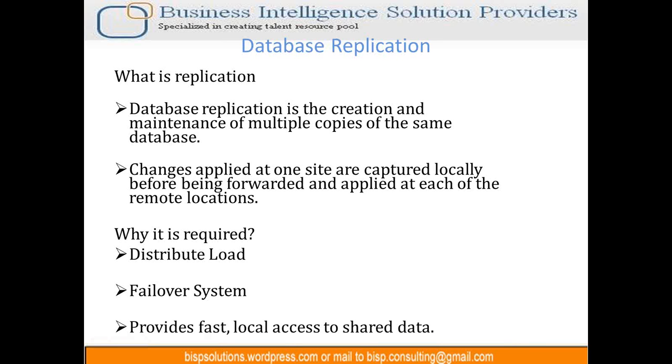We can also use it as a failover system. If one of the servers fails or the main function fails, the next can take over, and it can provide fast and local access to the shared data. We have servers at different places, so each in its local area will provide faster access.